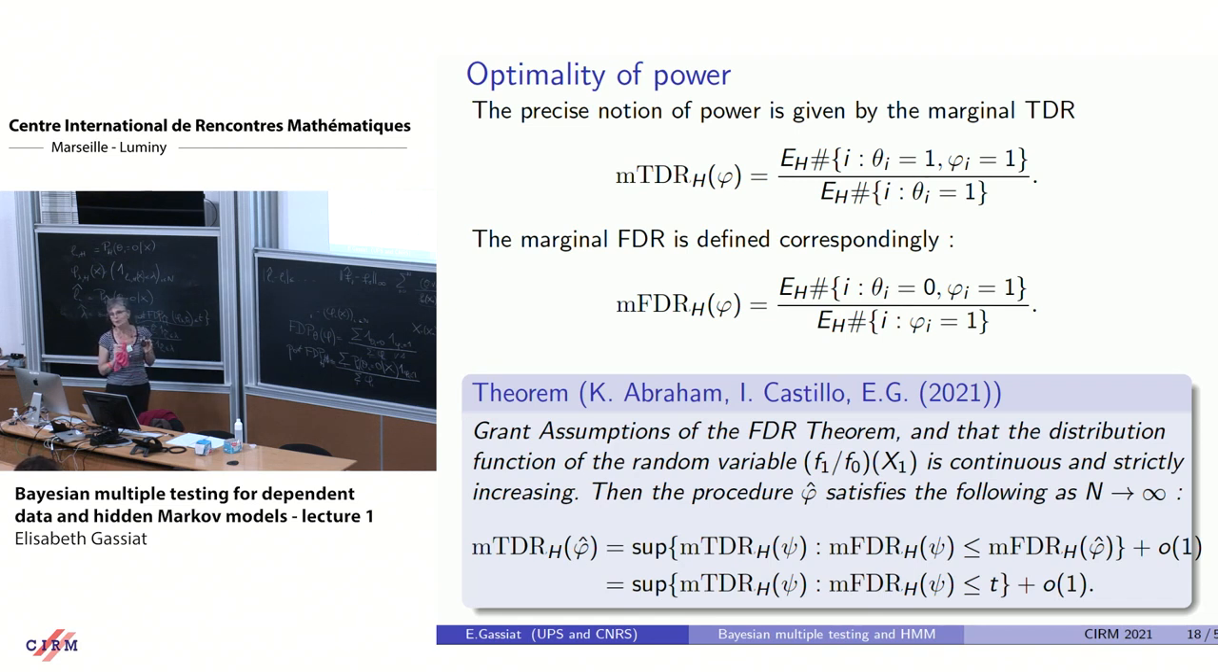And in the situation of continuous distribution, what does the theorem say? It says that your procedure, phi hat, the empirical Bayes procedure thresholding empirical Bayes posterior probabilities using a data-driven estimator of the parameter, has the optimal true discovery rate among all procedures that control the false discovery rate at the same level, and also among all procedures that control the false discovery rate at the level t you decided to control your procedure.